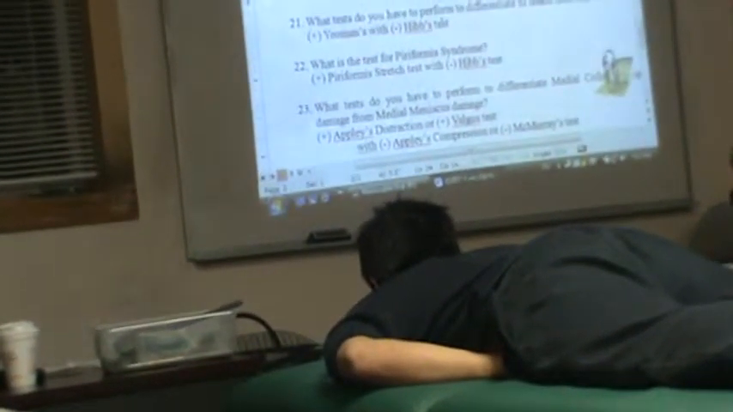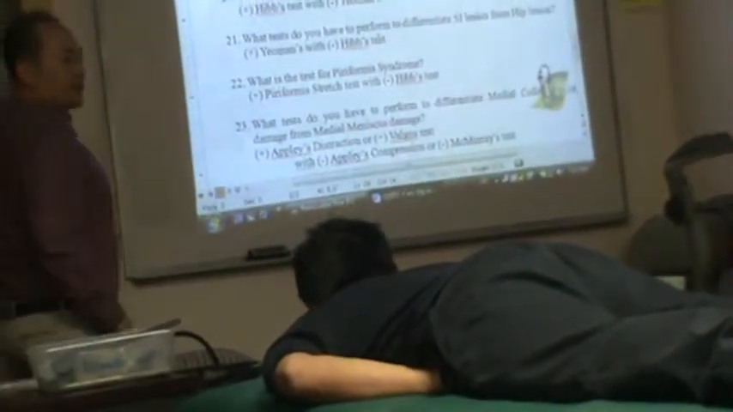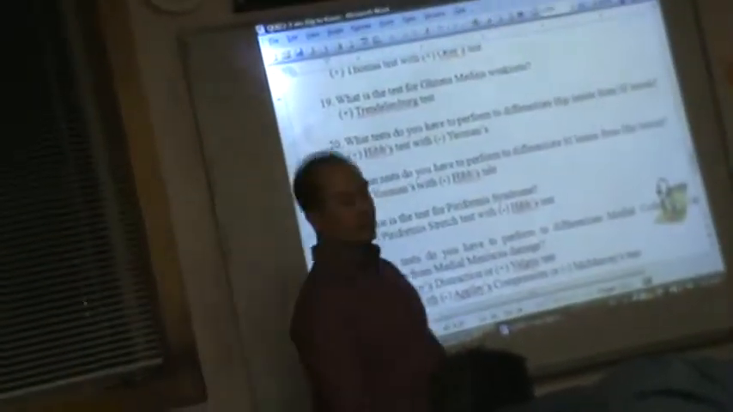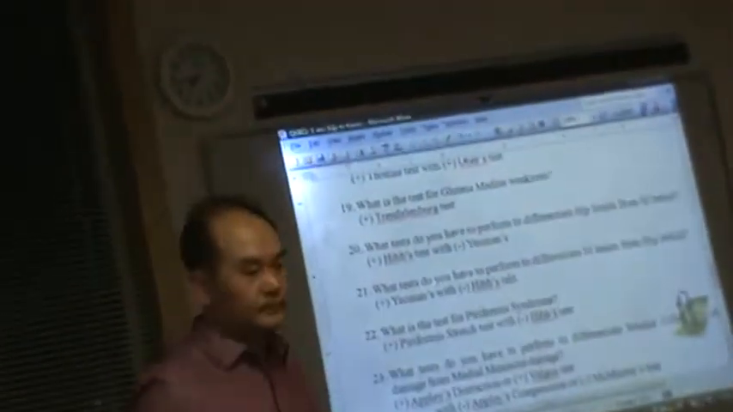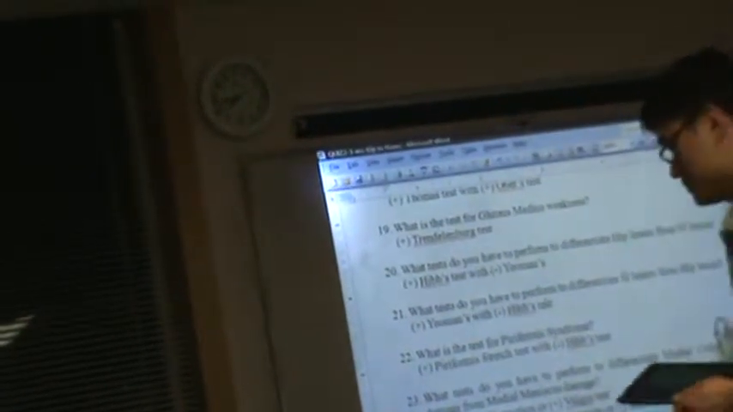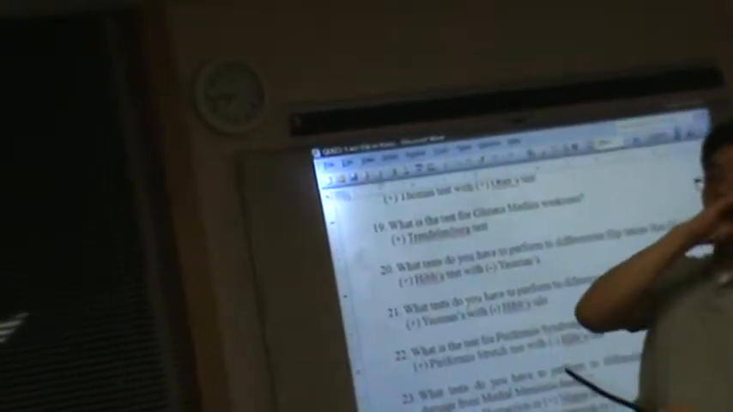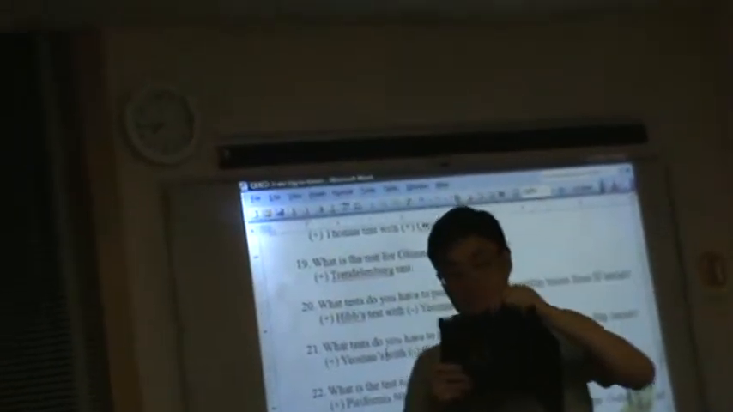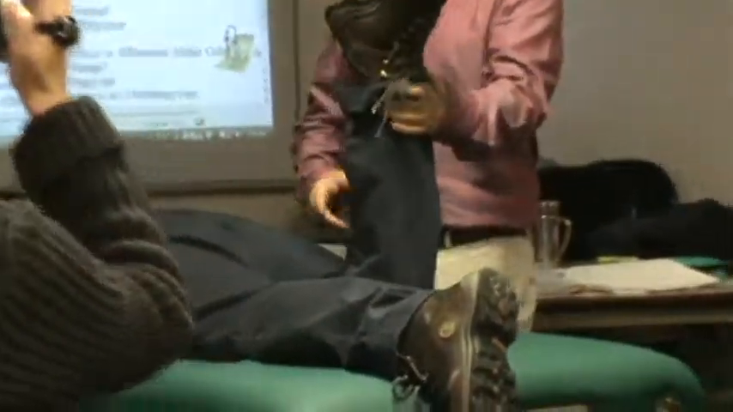Okay, 20 and 21. Patient has a problem on the right side. Is that okay? So the patient has a problem on the right side. So the hip test is this. The patient's knee is at 90 degrees. You're going to bring the patient's foot outside.